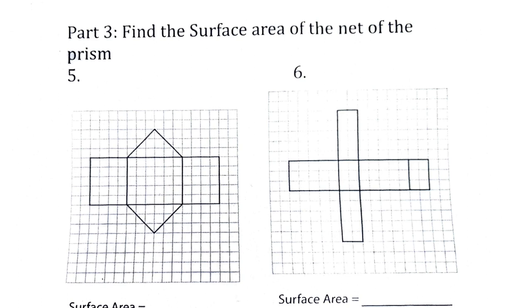Part 3 tells us to find the surface area of the net of the prism. So we don't actually have the full prism yet, even though if we cut this out, we would be able to piece the pieces together to create a prism. The net of the prism is a 2-dimensional representation of the surface area. Now there's 2 ways we can do this. We can either find the area of each of these pieces, which is perfectly sufficient if you want to find the area of each of the shapes.